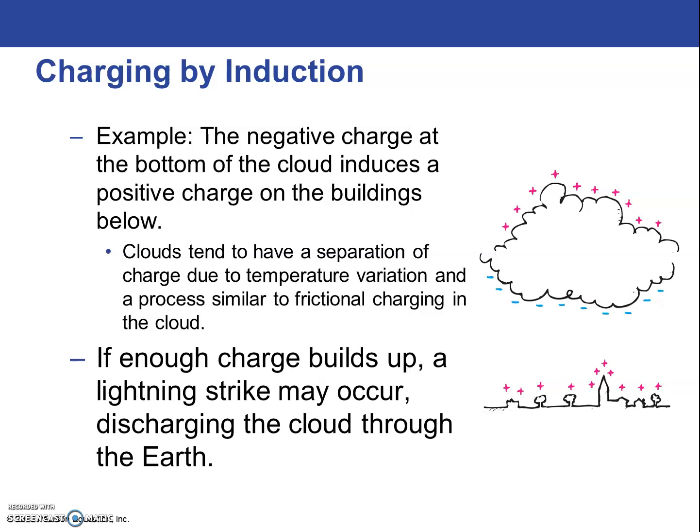When we say we're grounding something, that means we're taking charges away and generally just dumping it into the Earth, this giant pool of excess charge. And so here, the cloud repels electrons on the surface of the Earth, leaving this surface region positively charged. Now, if this charge can build up enough, it can actually lead to a lightning strike.